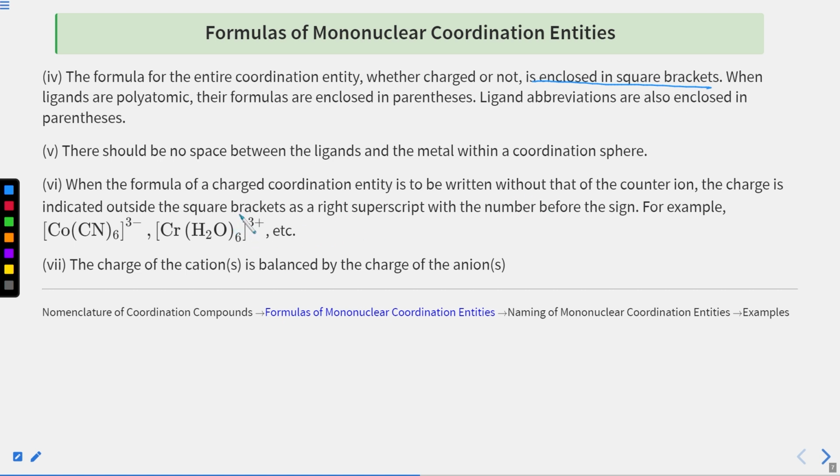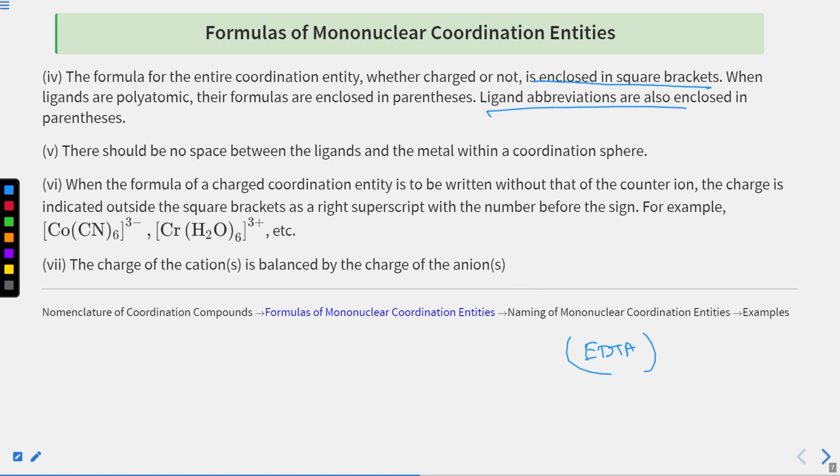What is the meaning of this? After writing the whole formula, we keep it in a square bracket. And ligand abbreviations are also enclosed in parentheses. So if you have an abbreviation, say EDTA, then we will place it in a parenthesis. We do not have to write the charge of the ligand. This should be kept in mind: we do not have to write the charge on it.